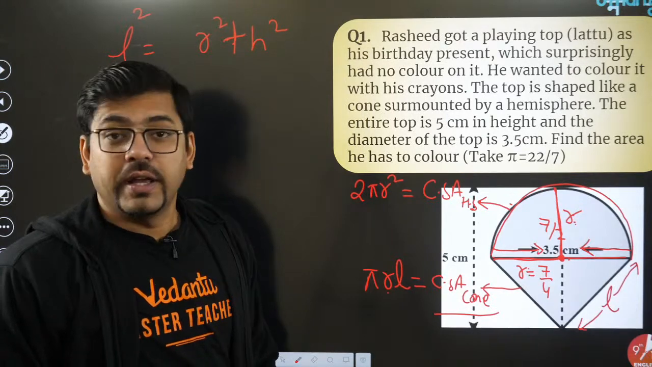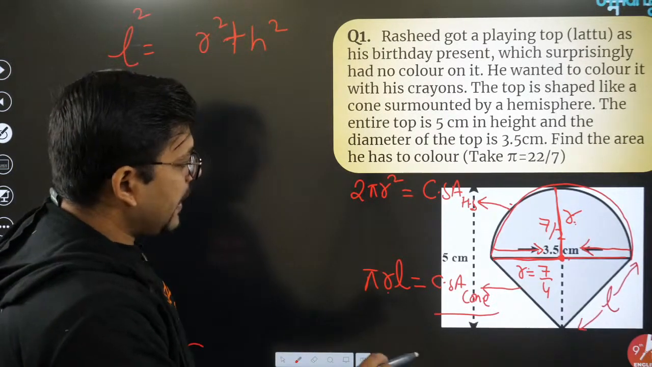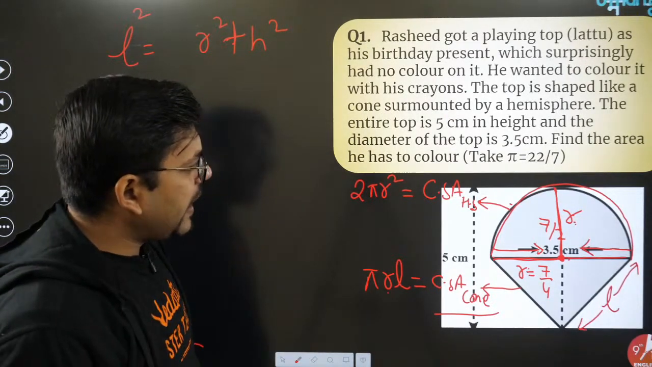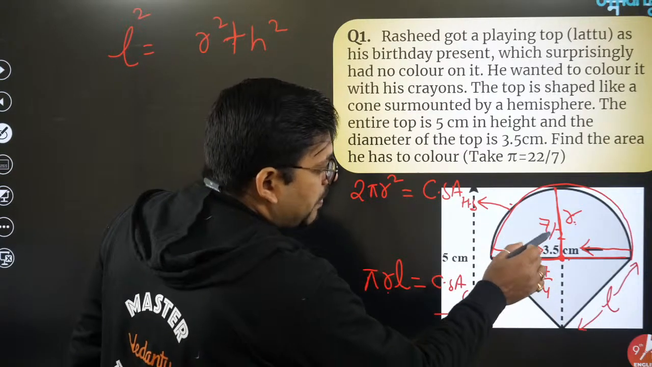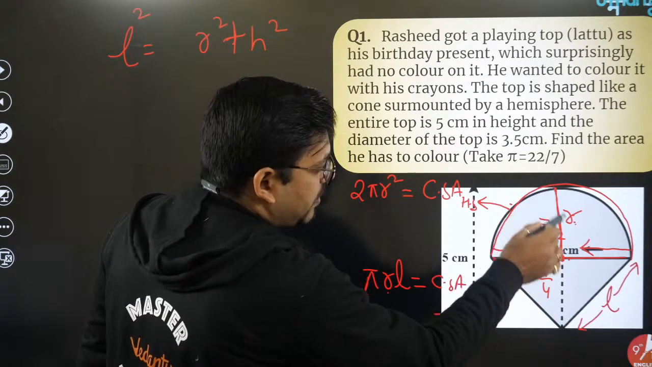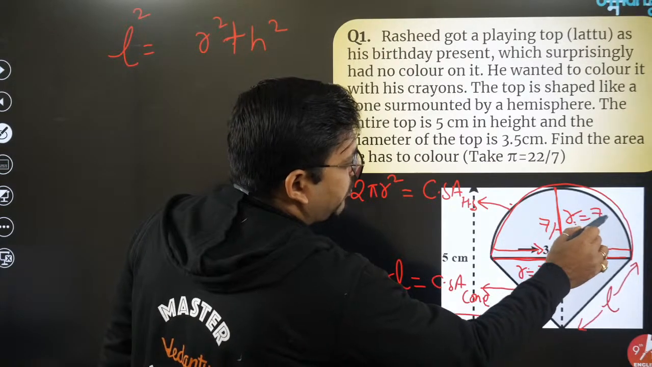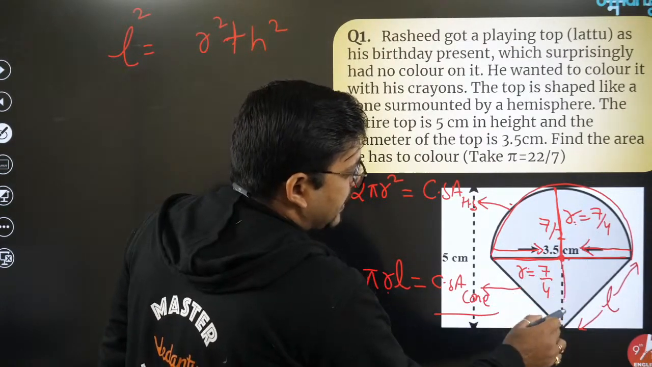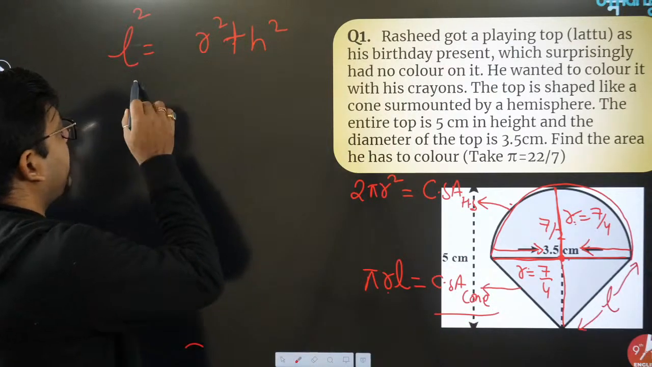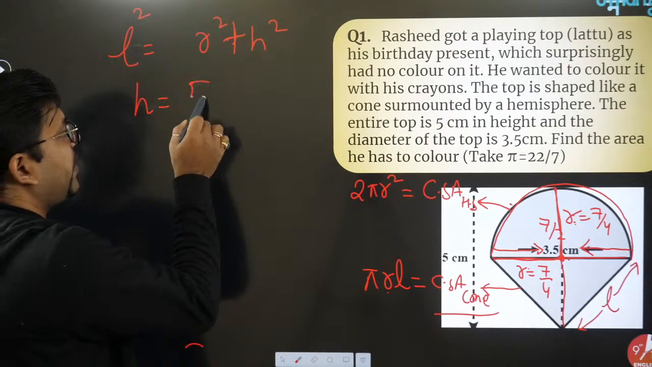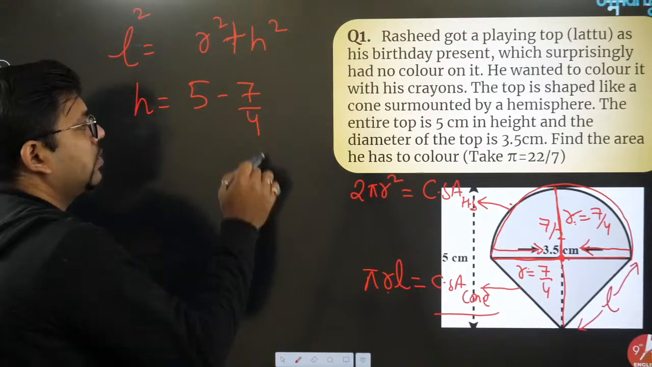Now, if we have to solve this, l we don't have, and for h, do we have h? Yes. How? People, please pay attention. This radius is 7 by 4, and this entire height is 5. So if you have to find h, let me first find out h. h is 5 minus 7 by 4.